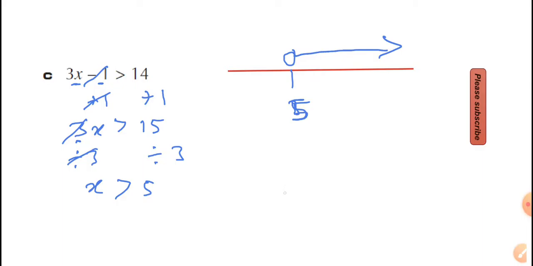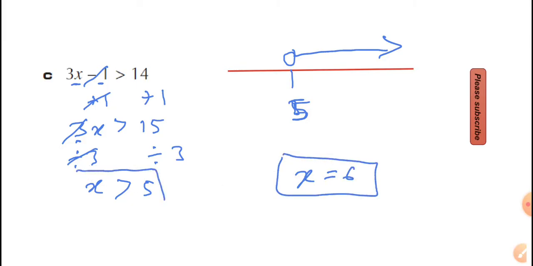And if they ask you what's the smallest value that x could be, what's the smallest integer that x could be, the answer would be 6. X would be 6. But the solution is x is greater than 5, so x can't be 5. The smallest number that x could be is 6.